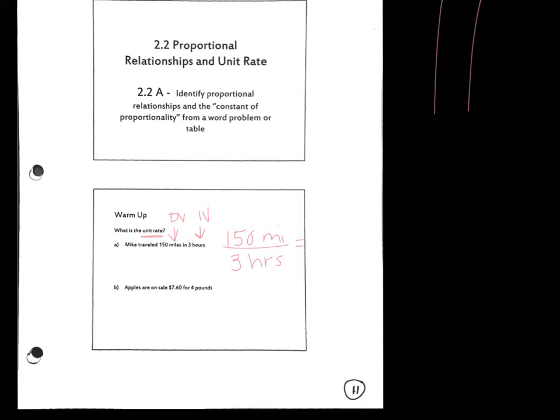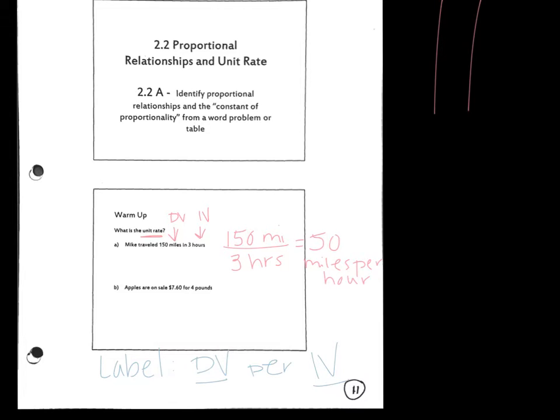And so we get that Mike traveled 50 miles per hour, and you should be writing this in your packet. By the way, anytime we label a unit rate, it should be dV per IV. So whatever your dependent variable is per the independent variable, because it's how much it is for one.